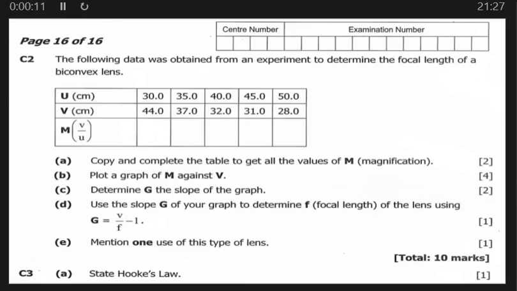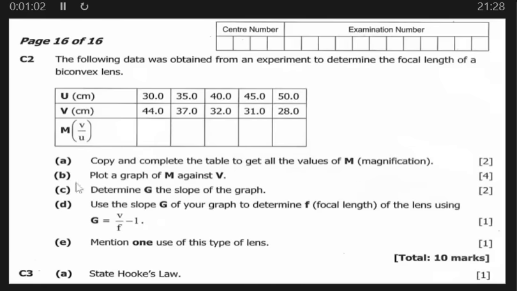So C2 reads, the following data was obtained from an experiment to determine the focal length of a biconvex lens. We have a table where U is measured in centimeters with values 30, 35, 40, 45, 50. Then V, measured as well in centimeters, has values 44, 37, 32, 31, 28. Then we have M, which is obtained by V divided by U. Then A says, copy and complete the table to get all the values of M, which is magnification.